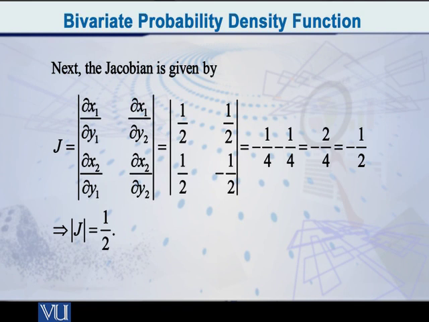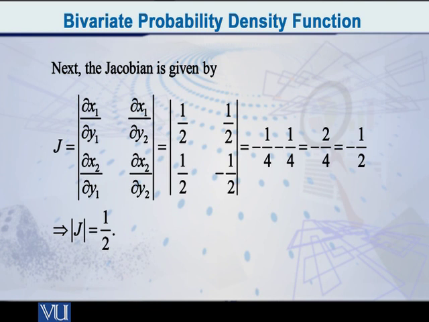And now once you have that, go to the next step: how will you solve that determinant? The leading diagonal minus the other diagonal, so half into minus half which is equal to minus 1 by 4, minus the other diagonal half into half, that is minus 1 by 4.